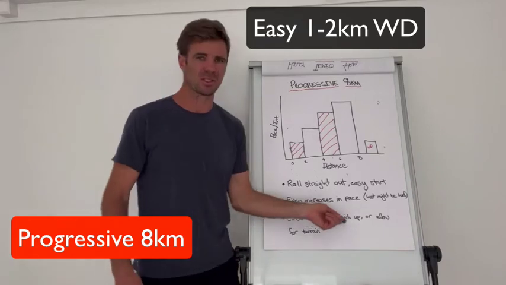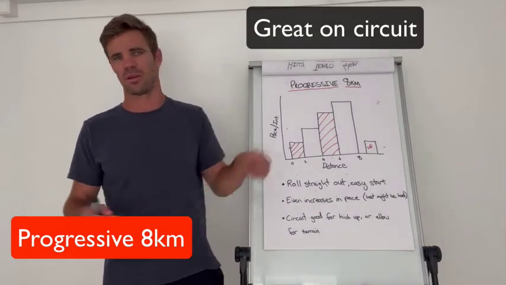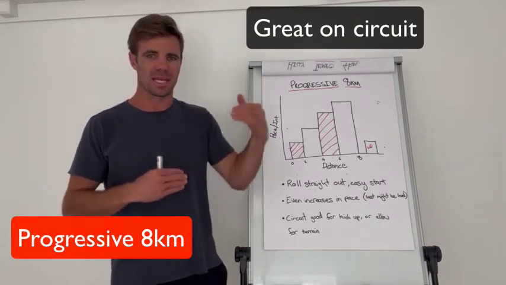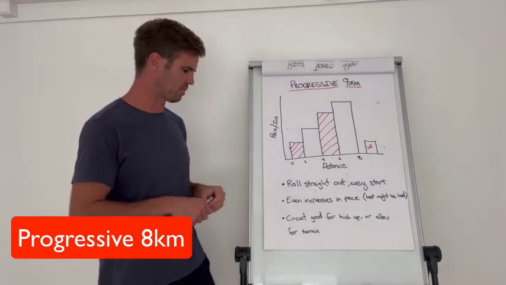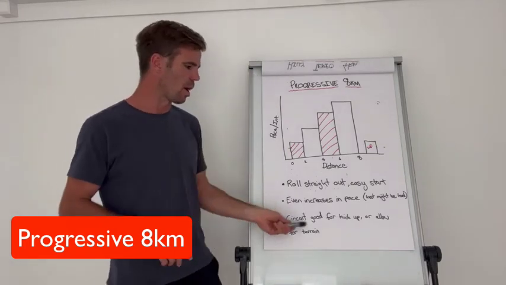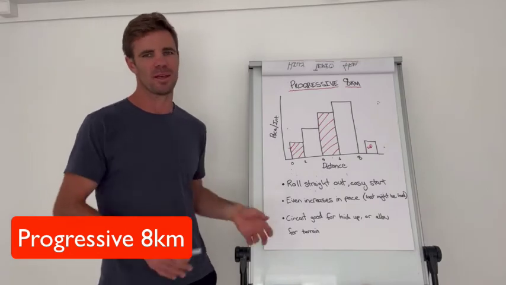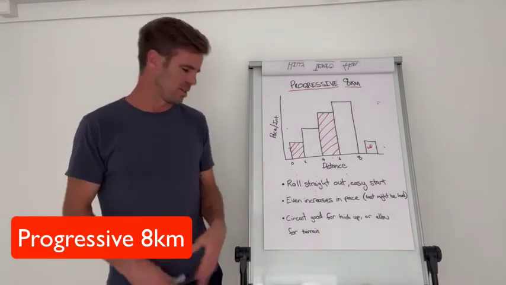It's good to do this on a circuit. If you've got a nice flat circuit, like a 2K loop or even a 1K loop, then you can just kick it up evenly each time you go through the checkpoint. Or you've got to allow for terrain. If there's hills coming up, corners coming up, traffic coming up, you've got to allow for that.